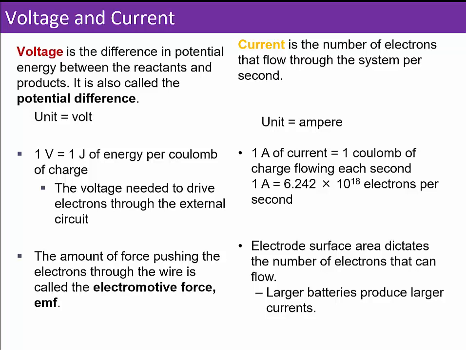Voltage is the difference in potential energy between the reactants and the products. It is called the potential difference. The unit is going to be the volt. Current, on the other hand, is the number of electrons that flow through a system per second. So if you think about this in terms of plumbing, voltage is like the pressure, your water pressure, and current is going to be like your flow rate. Right? My pressure is 150 psi, and I'm getting out 1 gallon per minute. The unit of current is the amp.